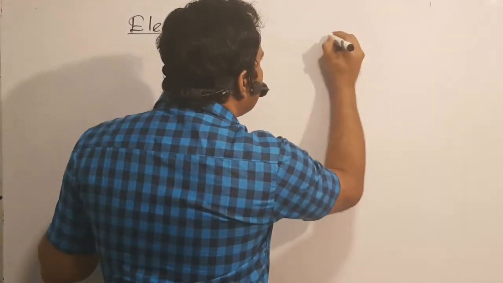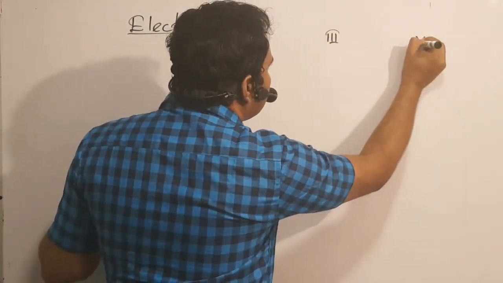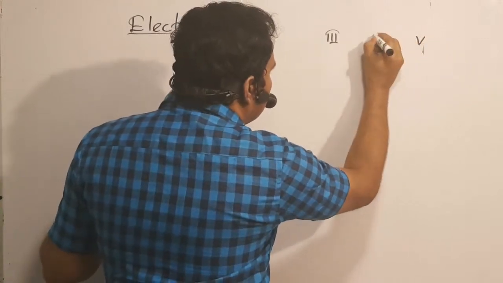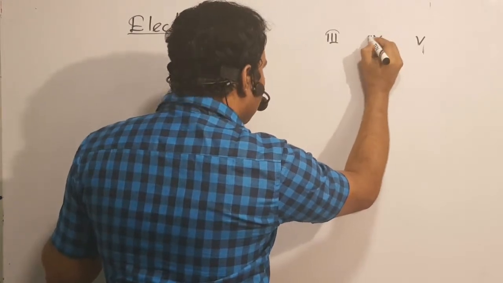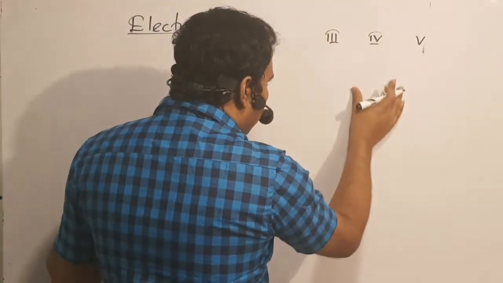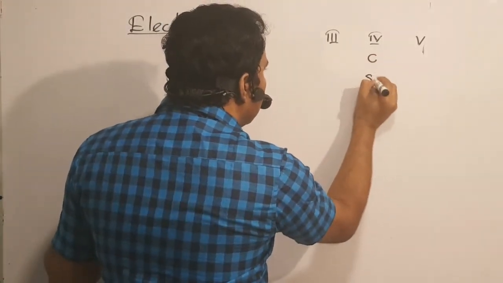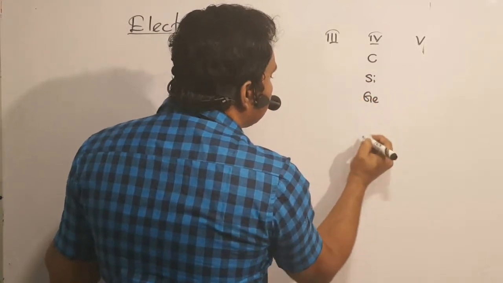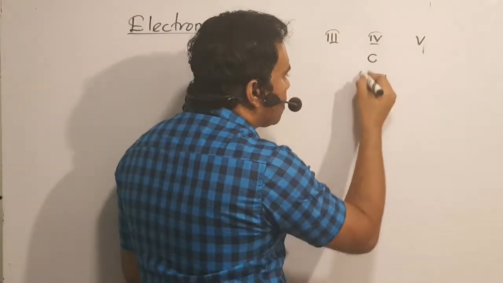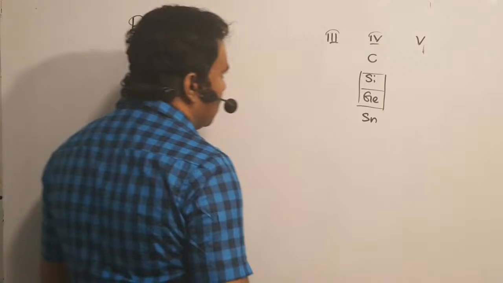For doping, we have to dope with elements from the third group and fifth group. Usually intrinsic semiconductors exist in the fourth group: carbon, silicon, germanium, tin. Out of them, silicon and germanium are considered intrinsic semiconductors.